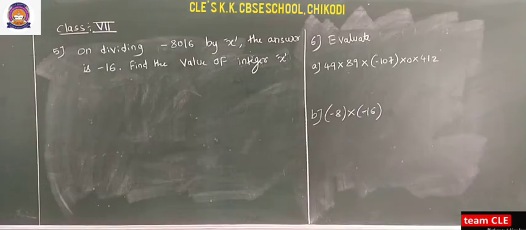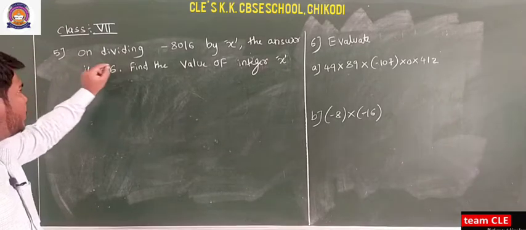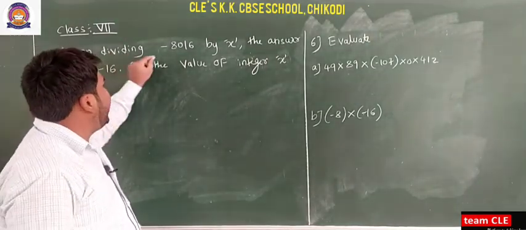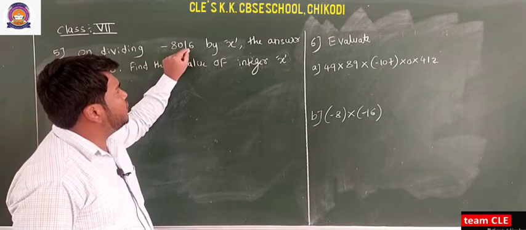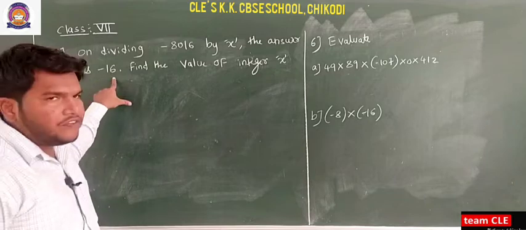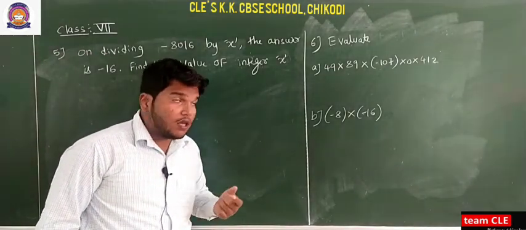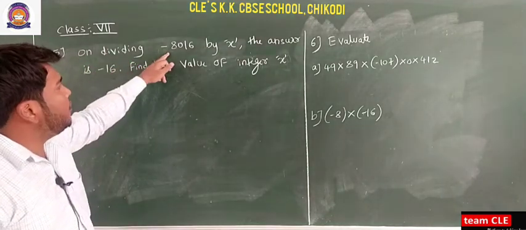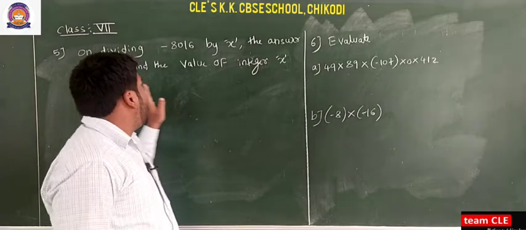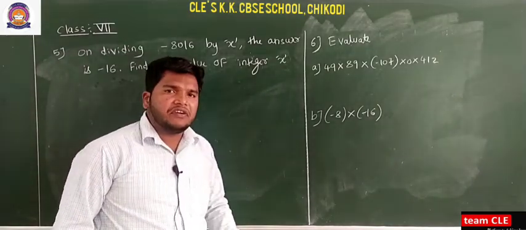Hello dear students, now comes the exercise number 1.2, that is the fifth question. The fifth question says: on dividing minus 8016 by x, the answer is minus 16. Find the value of integer x, they are asking. On dividing minus 8016 by x, the answer is minus 16. Find the value of integer x.